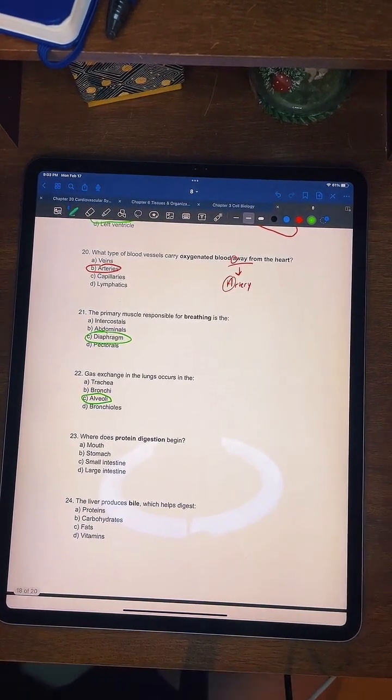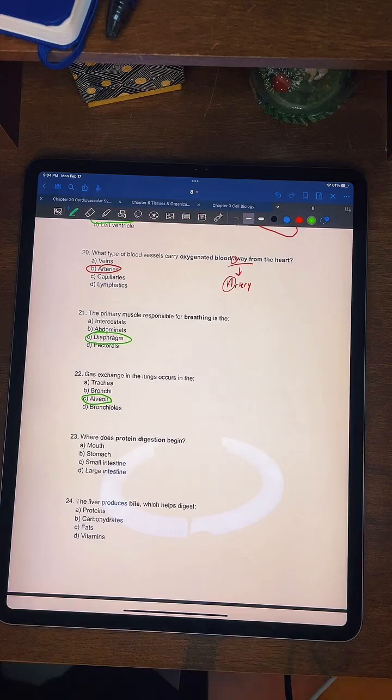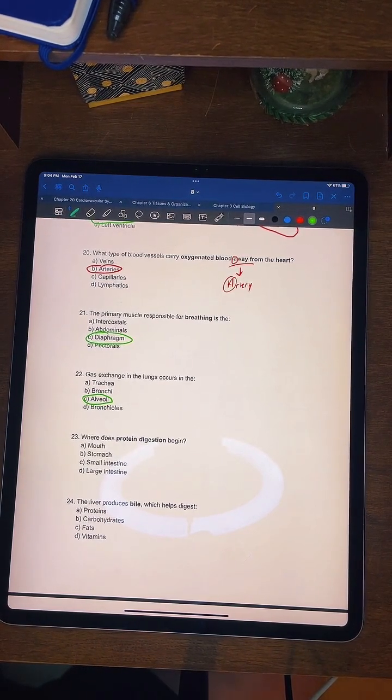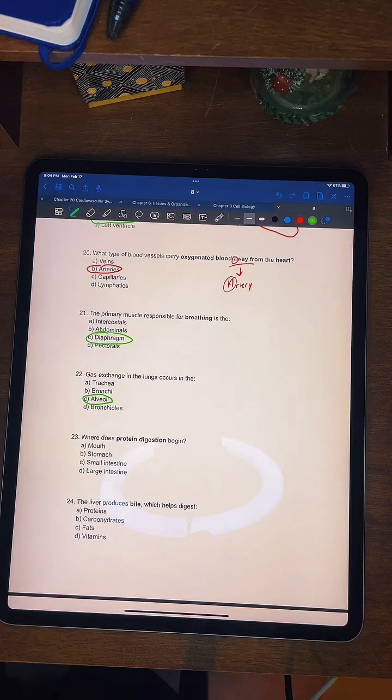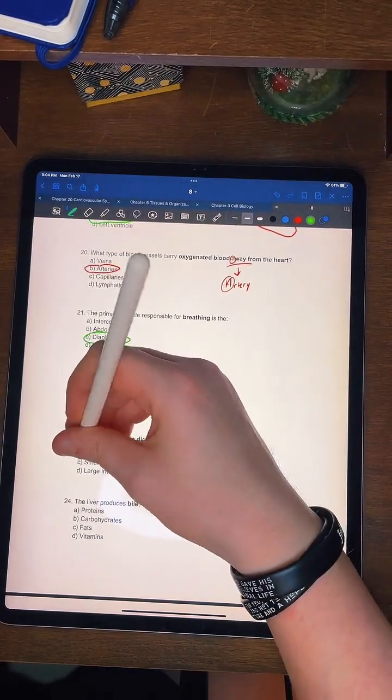Number 23, where does protein digestion begin? We have mouth, stomach, small intestine, or large intestine. We're going through these questions pretty fast, so I'm going to pull up some more. 23, where does protein digestion begin? Digestion does begin in the mouth, but protein digestion begins in the stomach.